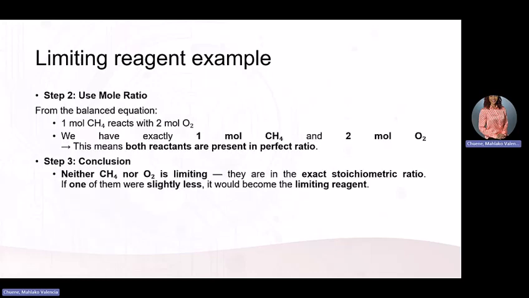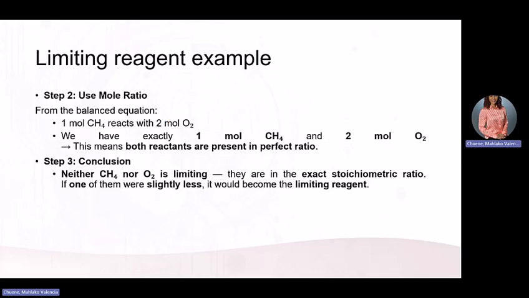Now we're going to use the mole ratio. This is our step 2. So from the balanced equation, what we have been told is that we have 1 mole of methane reacts with 2 moles of oxygen. All right. So this is what we need to have from the balanced equation. And when we did our mole ratios based on the product that had been given, we found that we have exactly 1 mole of methane. And you see, as per the balanced equation, that is what we need. And we have 2 moles of oxygen gas. And as per the balanced equation, that is what we need.